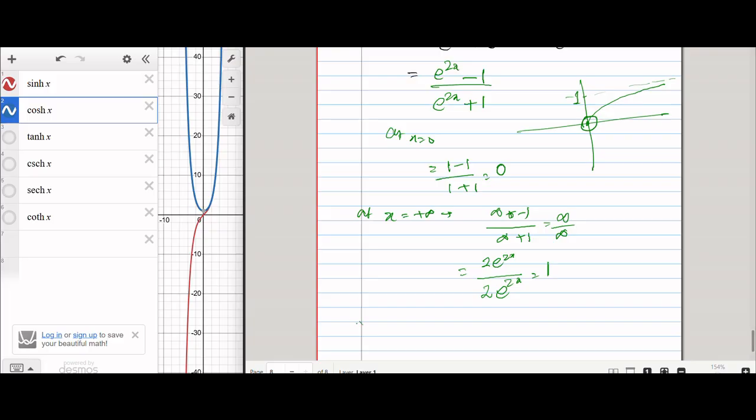And at x equals minus infinity, what happens? It's e power minus 2 into infinity minus 1 by e power minus 2 into infinity plus 1. So what is this? It's 0 minus 1 by 0 plus 1. Again it's minus 1. So it goes like this. This is the tan hyperbolic.